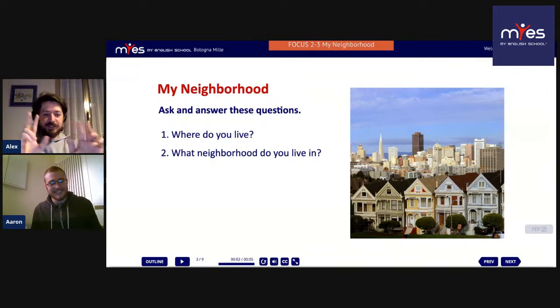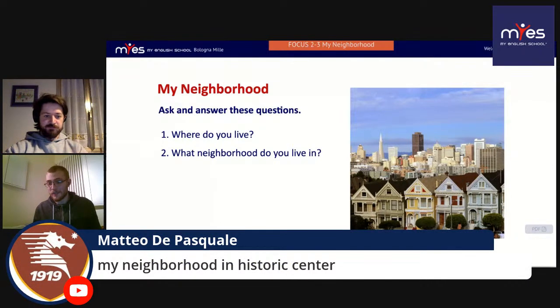We've also done number 2, more or less. Can you read that, Aaron? What neighborhood do you live in? And Matteo replies, my neighborhood is in the historic center. Nice, good. We just need the verb to be, okay? So my neighborhood is, so either is in the historic center or is the historic center.